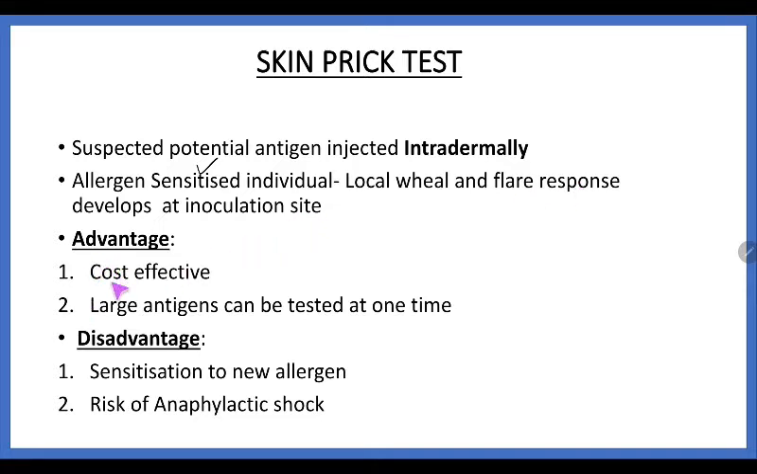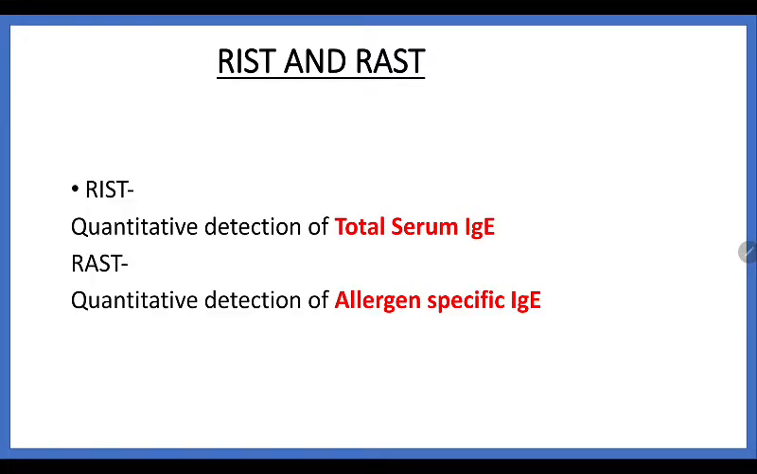So what is the use? It is very cost effective comparatively. A large number of antigens can be tested at one time. The disadvantage is that we can have the risk of sensitizing to a new allergen, and as well there is potential risk for anaphylactic shock. Coming to RIST and RAST, what are RIST and RAST?